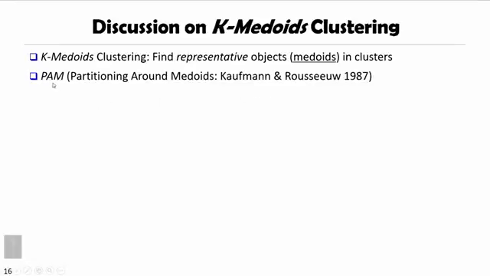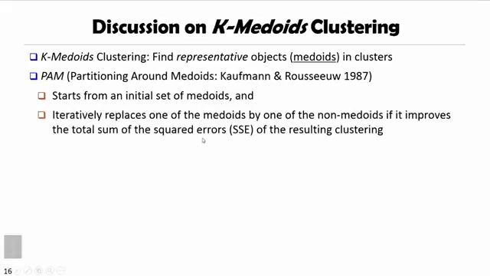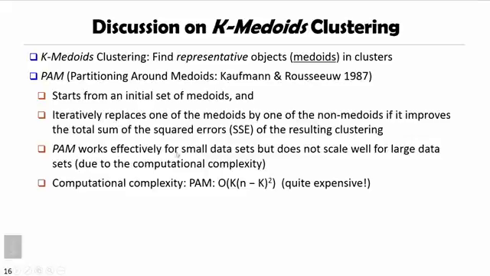The typical algorithm PAM, called Partitioning Around Medoids, was developed in 1987 by Kaufman and Rousseeuw, starting from an initial set of Medoids. We iteratively replace one of the Medoids by one of the non-Medoids if such a swapping improves the total sum of the square errors, that means the total quality of the clustering. This method works effectively for small data sets because we can keep trying different swaps, but it cannot scale well because the computational complexity is quite high. If we look at it in detail, the computational complexity for every swap is on the order of the square of the number of points. This is quite expensive.